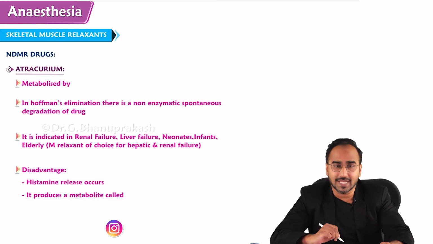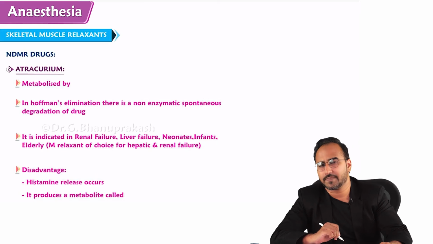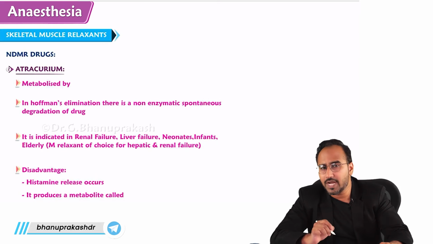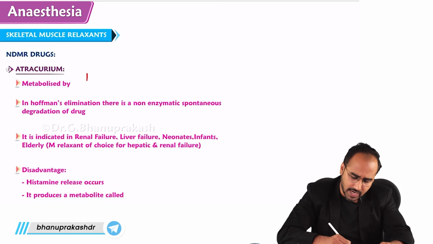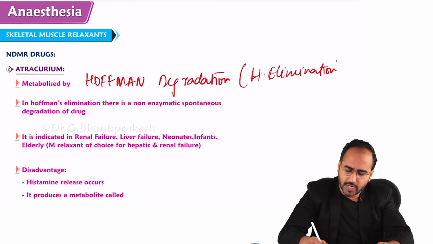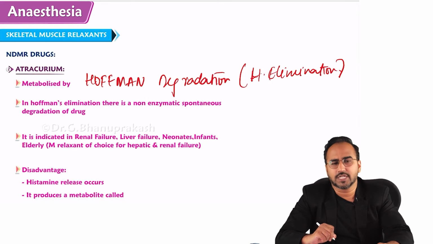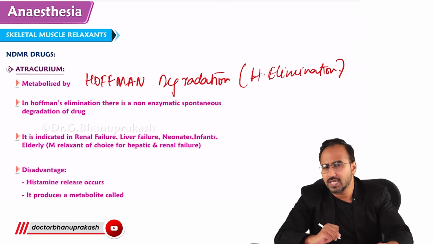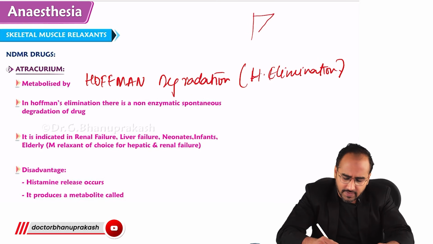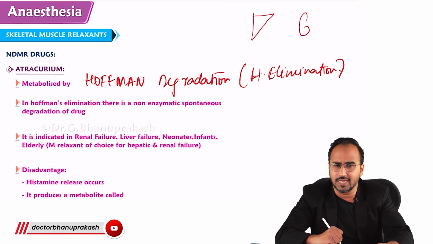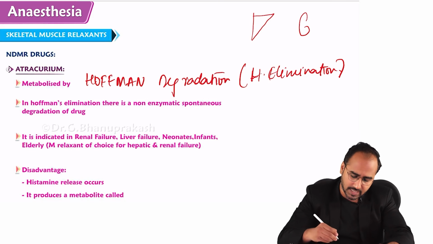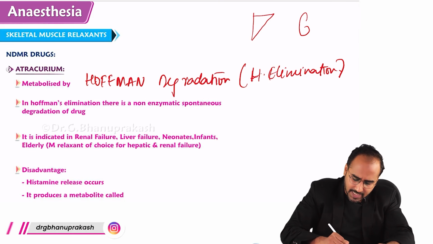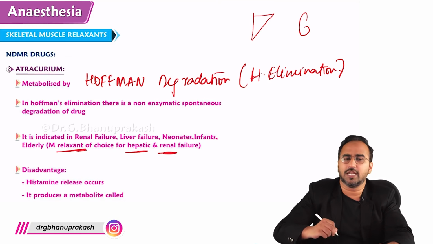So the next introduced muscle relaxant that came into the market was Atracurium. I told you when it was introduced, it was a wonder muscle relaxant. Why? Atracurium is metabolized by Hofmann degradation or Hofmann elimination. It's a non-enzymatic spontaneous degradation of the drug. As it is bypassing the liver, as it is bypassing the kidney, it has no problem on liver and kidney. Due to this reason, Atracurium is regarded as muscle relaxant of choice for hepatic and renal failure.